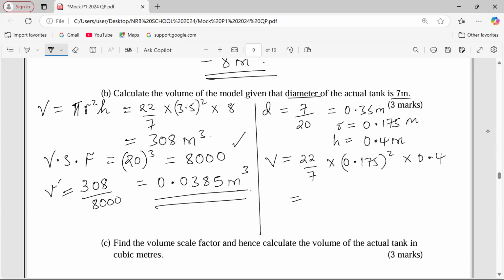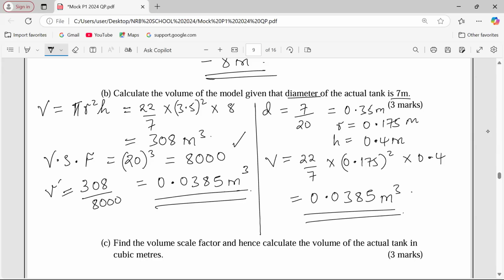Pi r squared h. 22/7 multiplied by 0.175 squared multiplied by 0.4. This gives us exactly 0.0385 meters cubed. So this is the volume.